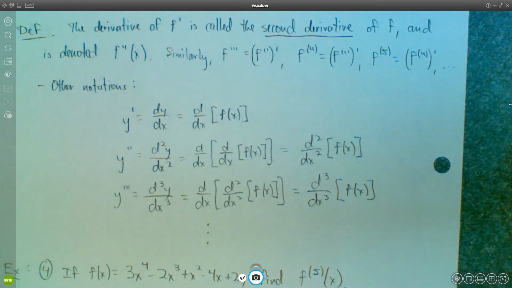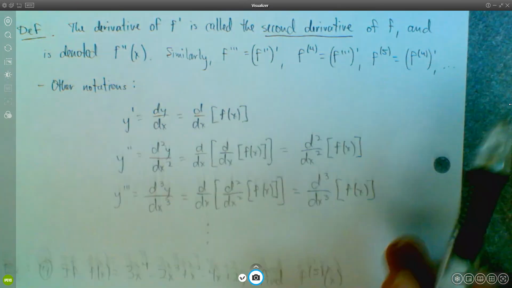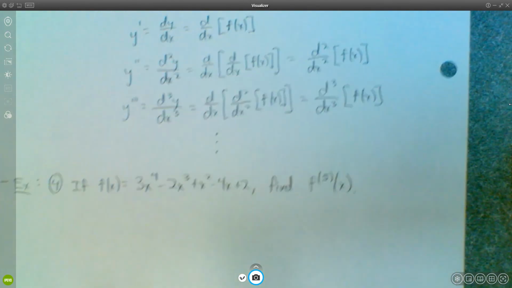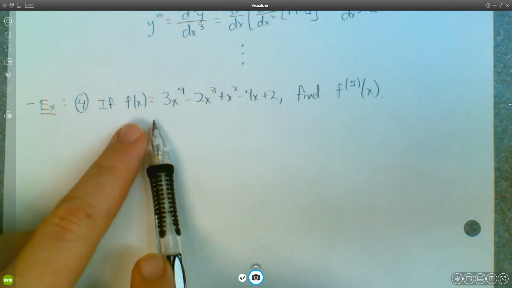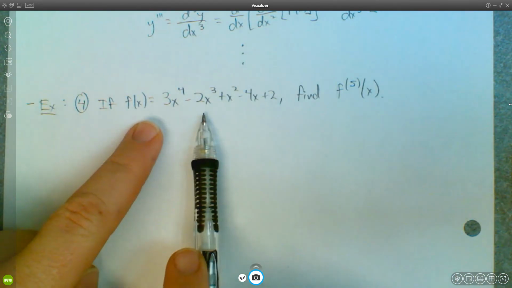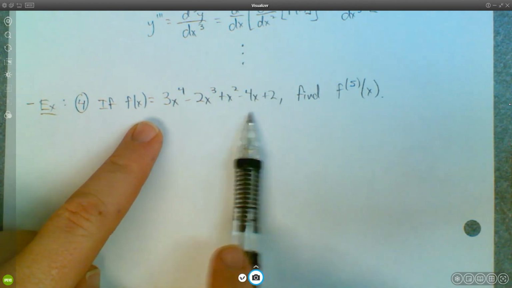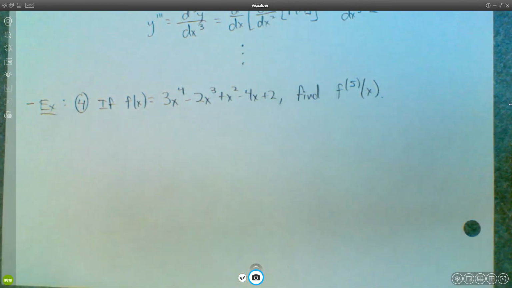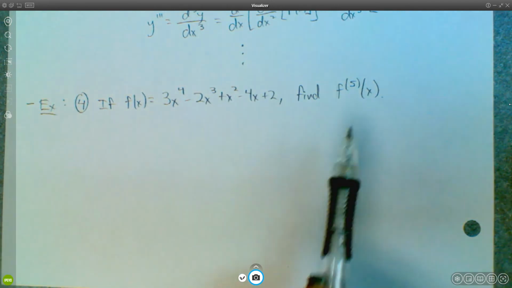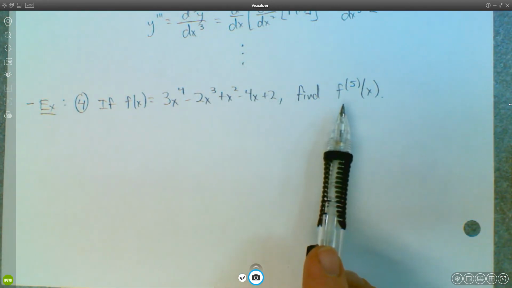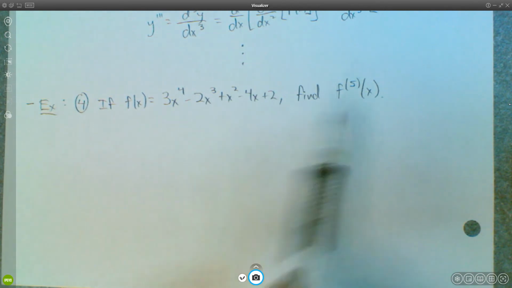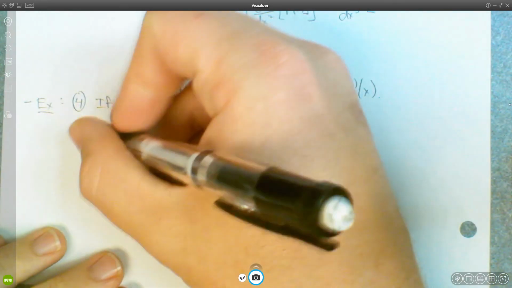Okay, so I just want to give you one example of this. Let's say that f of x is 3x to the fourth minus 2x cubed plus x squared minus 4x plus 2. And let's say that we want to find the fifth derivative. So how would we do that? Well, in order to get to the fifth derivative, we have to go through the first 4. Okay, so let's do it. Let's get started.